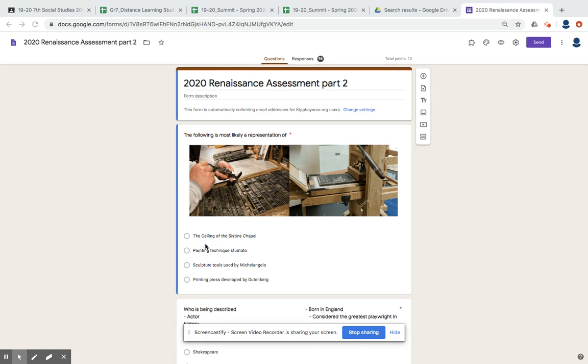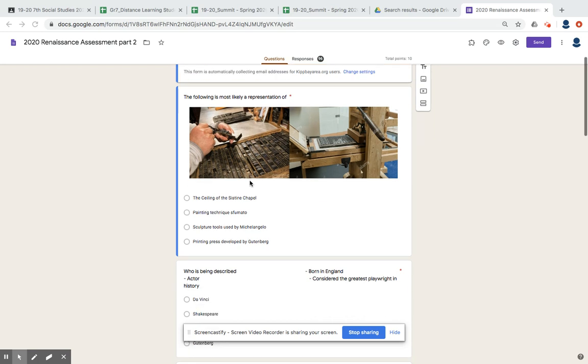This, the ceiling of the Sistine Chapel, is a painting. This is not a painting. This is not a painting technique. Sfumato has to do with painting and shading. This is not tools used by Michelangelo. This is a machine developed by Gutenberg in Germany to make printing faster.